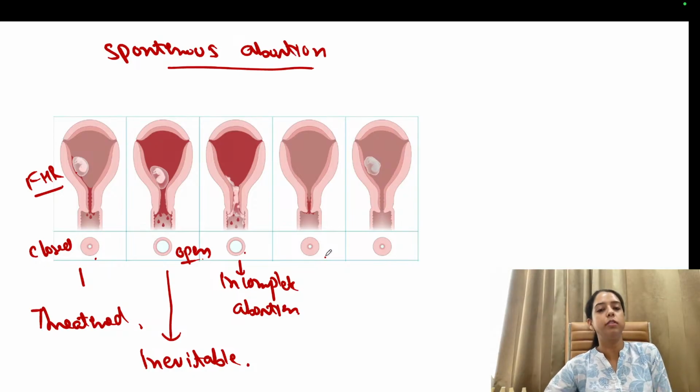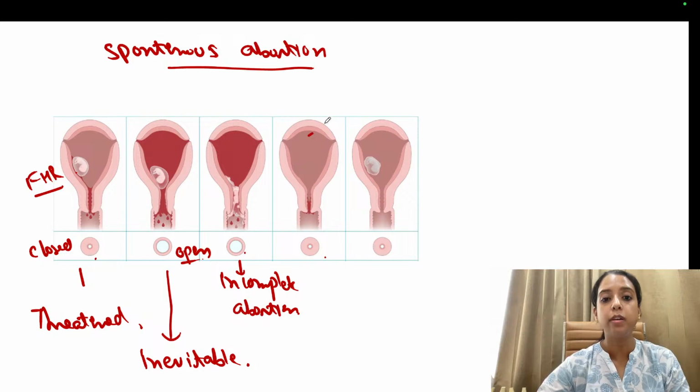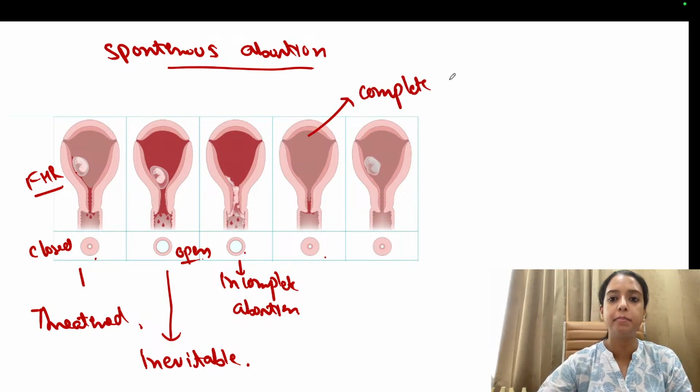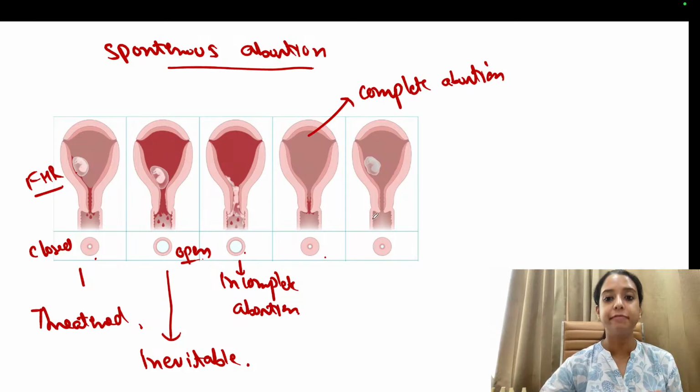So you became happy, os is closed, but when you did ultrasound, there was nothing inside. The cavity was empty. So it is complete abortion. Abortion happened sometime through the bleeding and now it is complete. It is complete abortion.